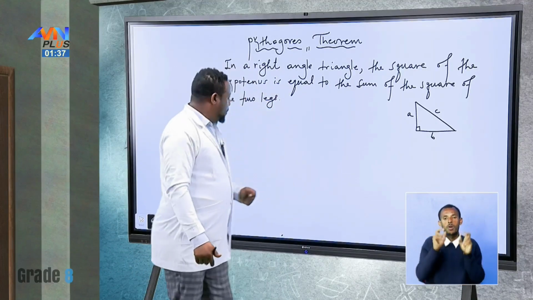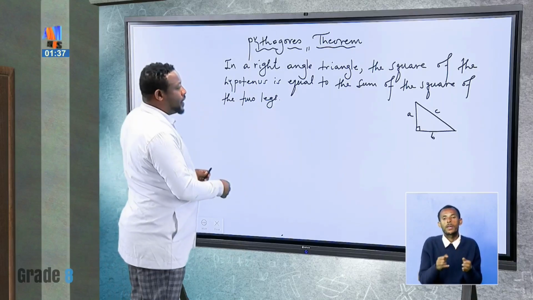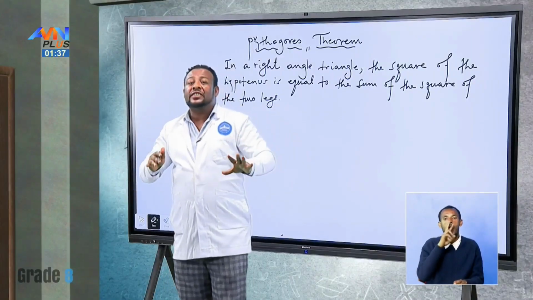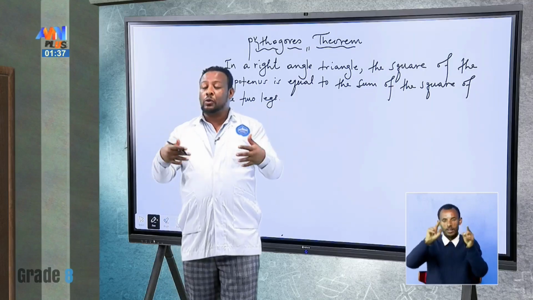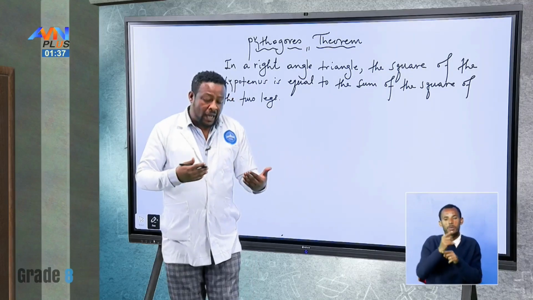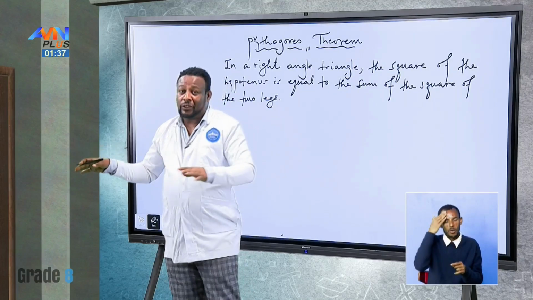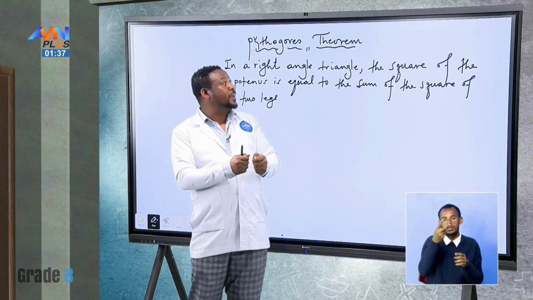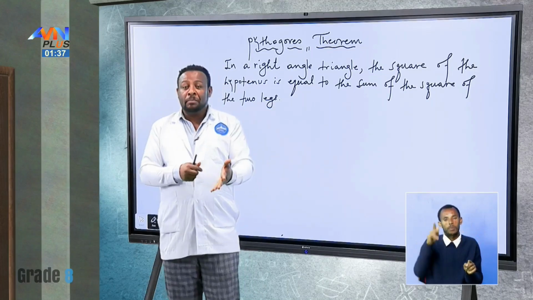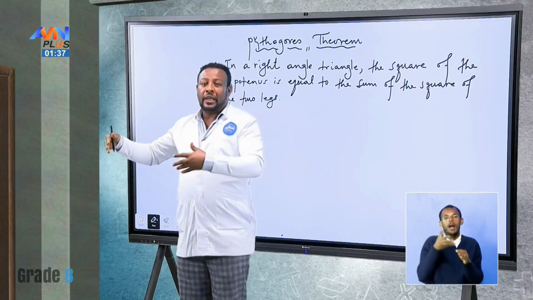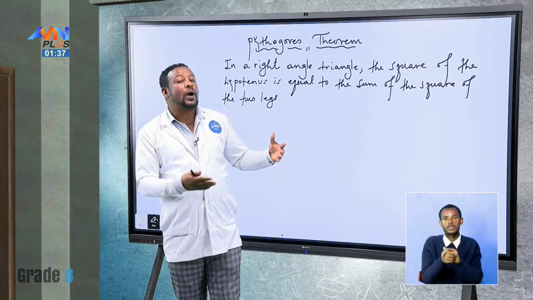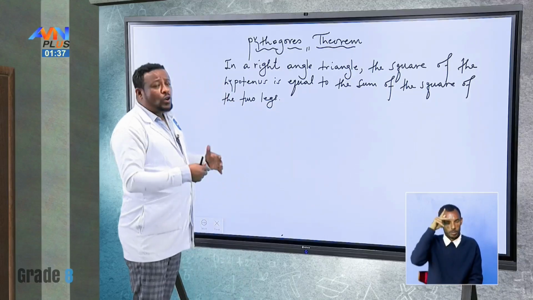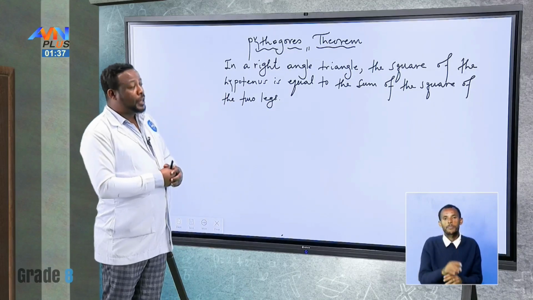So let's see the proof of this theorem. There are around 6 different ways of proving Pythagoras theorem, but we will not see all of them. I will stress 2 different ways of proving Pythagoras theorem. Then after, we will see examples that require the application of Pythagoras theorem. So let's see the proof, okay?